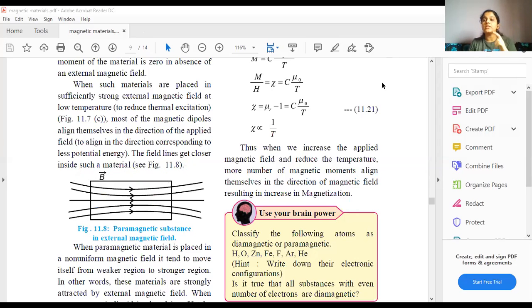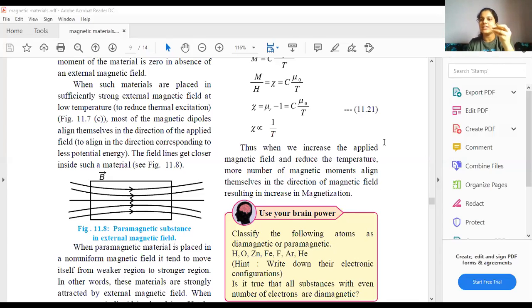What happens in a non-uniform magnetic field? Very simple. In a non-uniform magnetic field, a diamagnetic material will try to oppose the magnetic field, whereas a paramagnetic material will try to attract the magnetic field. As simple as that. A non-uniform magnetic field means that at some places the magnetic strength is more, and at some places the magnetic strength is weak, meaning the number of magnetic lines of force varies. Where the number of magnetic lines of force is more, there is more magnetic strength. So in a non-uniform magnetic field, the magnetic strength is not consistent.